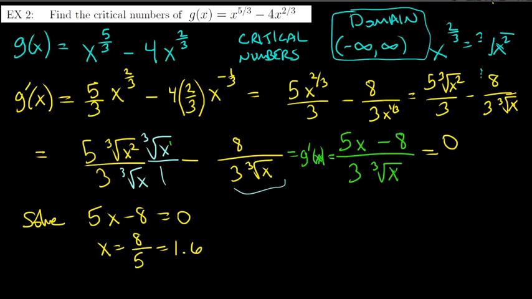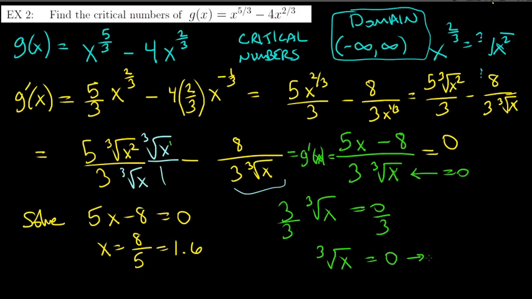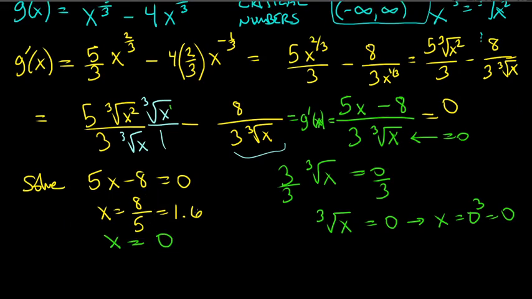Where does the derivative not exist? Well, when the denominator is 0. Can the denominator be 0? Well, in this case, sure. We could divide by 3. That doesn't matter, right? Where's the cube root of x equal to 0? Well, when x is 0 cubed, which is 0. So we actually get two critical numbers, 8 over 5, or 1.6, but we also get 0. 0 is a critical number, right?